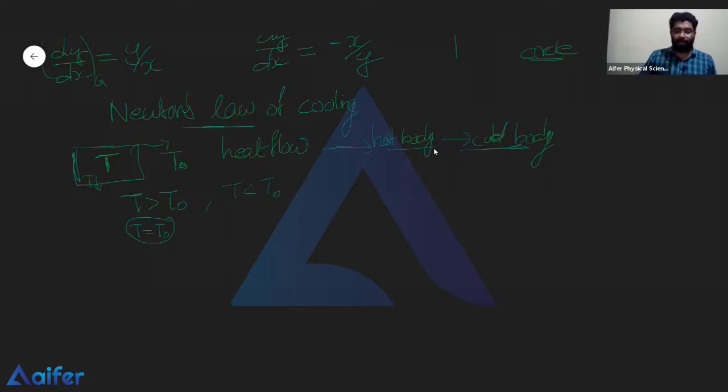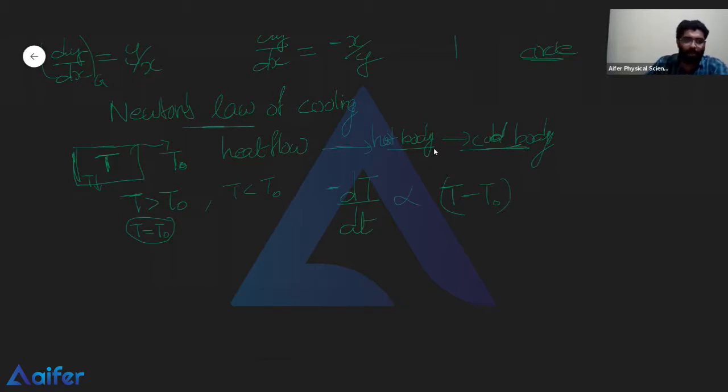Keep in mind. Newton's law of cooling says that the rate of heat loss dT by dt, the rate of decay of temperature, is directly proportional to the temperature difference between the body and the surrounding. It's decay, therefore I am putting a negative sign. This is Newton's law of cooling, and you can see that we can separate the variables.